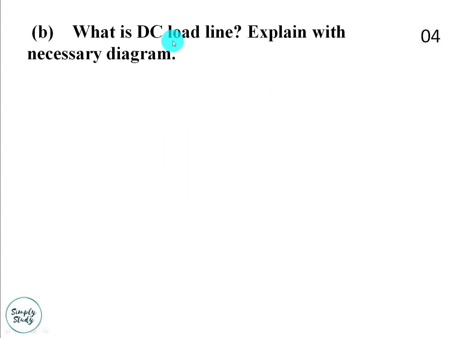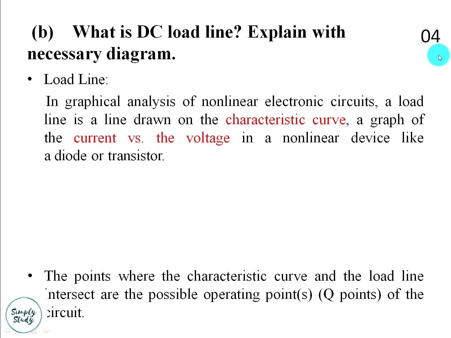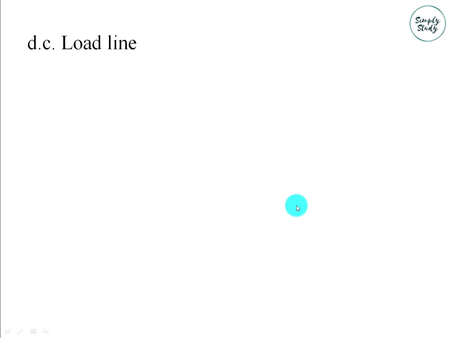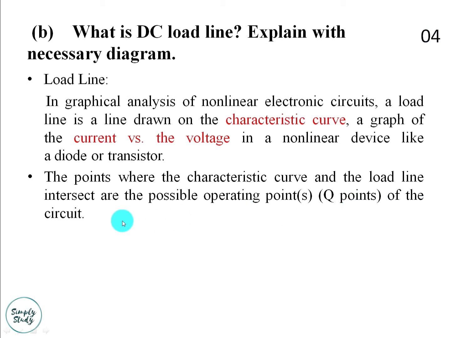Question 3b states: what is DC load line? Explain with necessary diagram. This question carries 4 marks. Graphically, a load line is a line drawn on the characteristic curve, a graph of the current versus the voltage in a nonlinear device like a diode or a transistor. The points where the characteristic curve and the load line intersect are the possible operating points, or quiescent points, or Q points of the circuit.